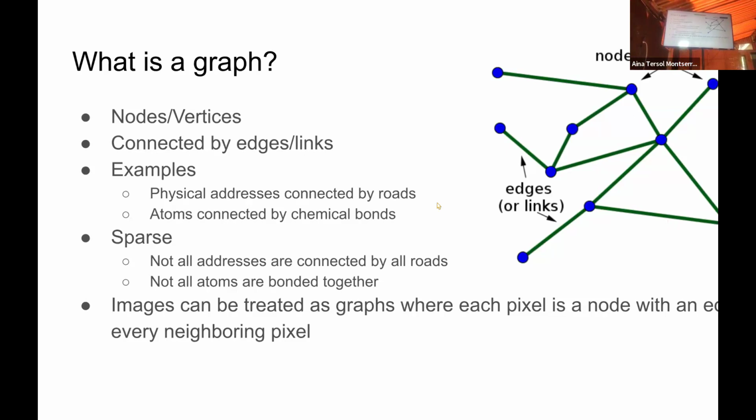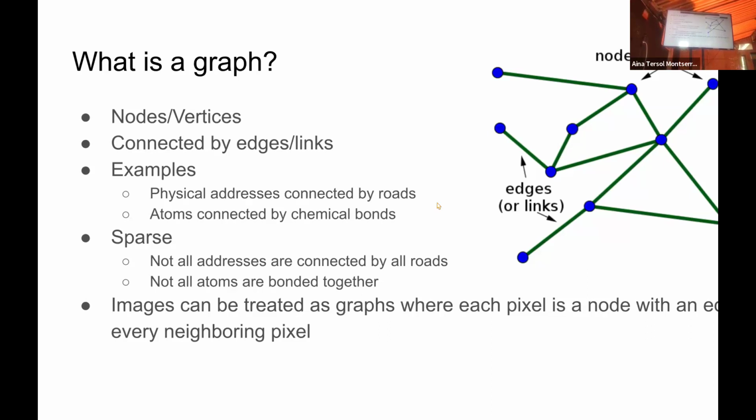So you might have something like physical addresses. We have all of these locations, and then there are roads that connect all of them. That's one example they laid out. Another one is atoms. You might have an atom connected by chemical bonds, and that makes up a molecule. These are very often sparse. You don't have every atom connected to every other atom, and every address isn't connected to every other address. You only have some roads that lead to other addresses.